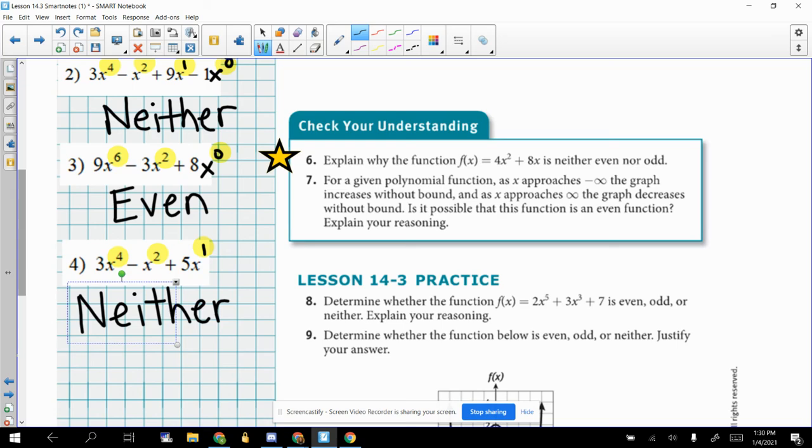All right, last up here, I want you guys to answer number 6. So explain why the function f of x equals 4x squared plus 8x is neither even nor odd.